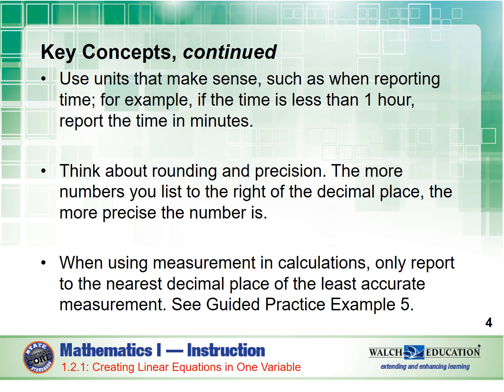Use units when you're doing math that makes sense. When you're reporting time, if it's something that's less than an hour, you would report your answer or your explanation in minutes. You wouldn't say 3/4 of an hour, right? You would convert that into minutes. And then you think about rounding and precision. The more numbers you list to the right of a decimal place, the more precise the number is. When you're using measurement and calculations, only report to the nearest decimal place of the least accurate measurement. We'll go more into that in our shelf work, and then guided practice example 5. Don't worry about that for right now.